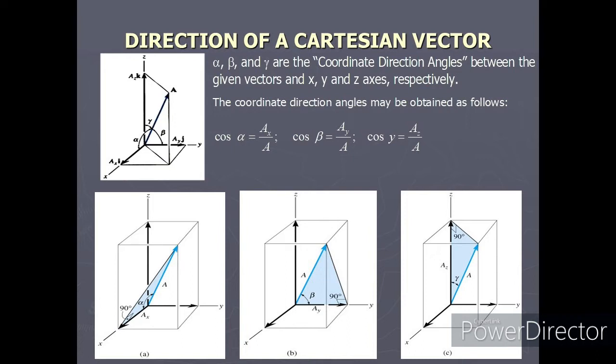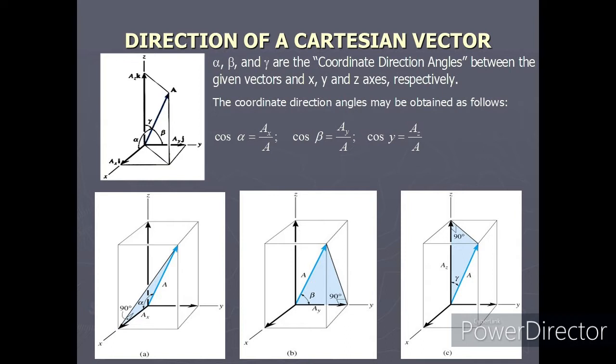Now, the direction of a Cartesian vector. Here, the direction is slightly different from the 2D case. In 2D, we only have one angle, isn't it? Because it's either along the x or along the y. Simple, straightforward, and direct. But for this one, you have an angle of inclination to each of the axes. You have alpha inclined to the x-axis, beta to the y-axis, and gamma to the z-axis. These are called coordinate direction angles, and they define the direction of the vector completely.